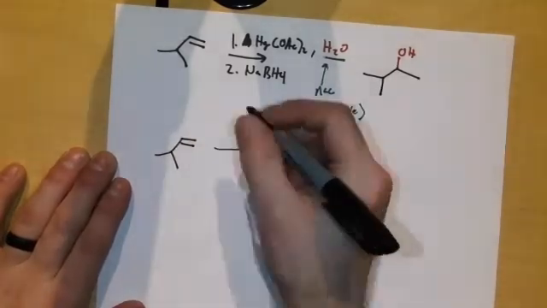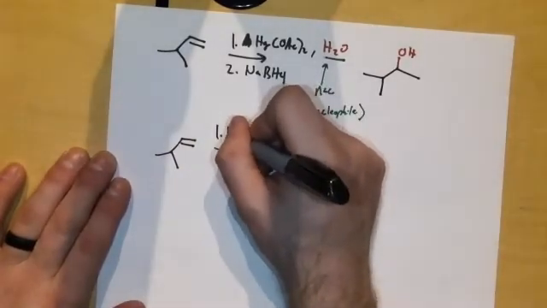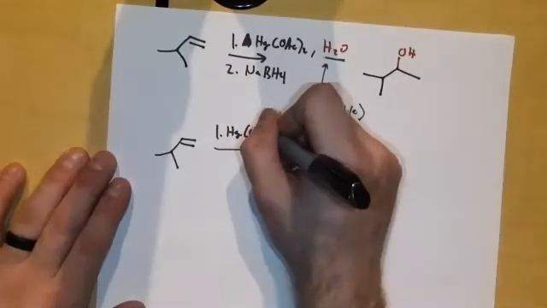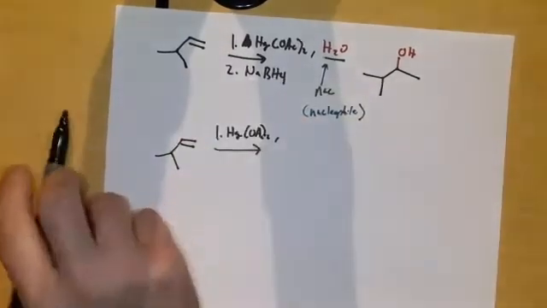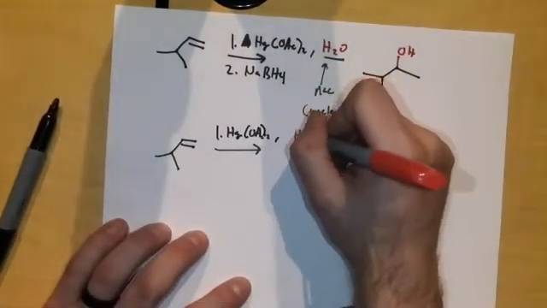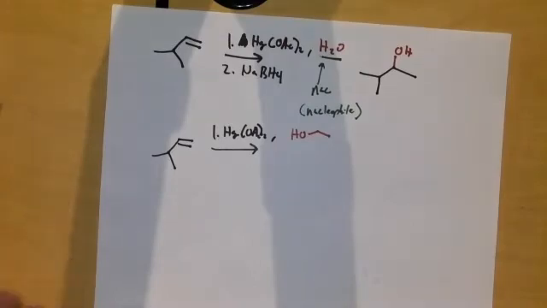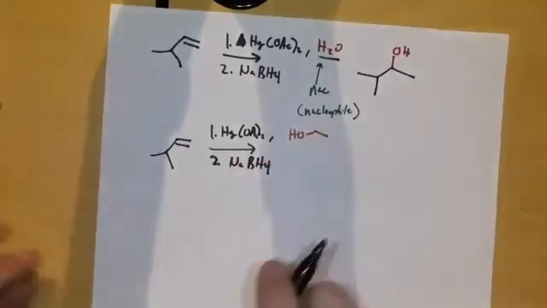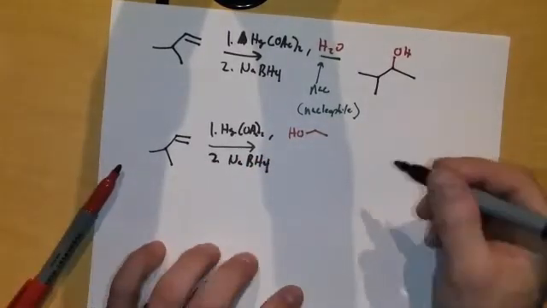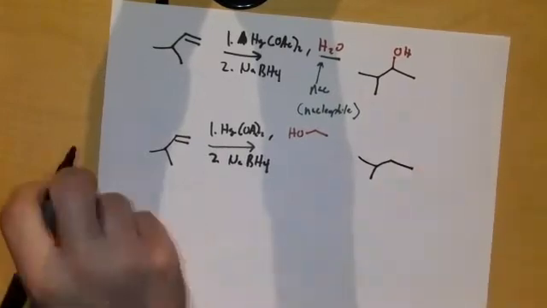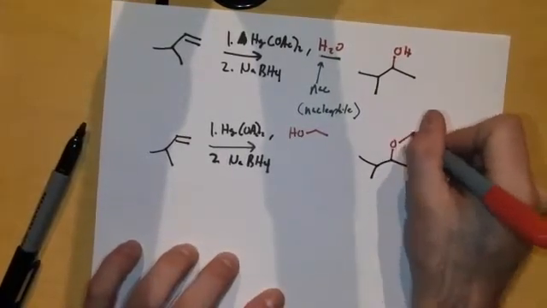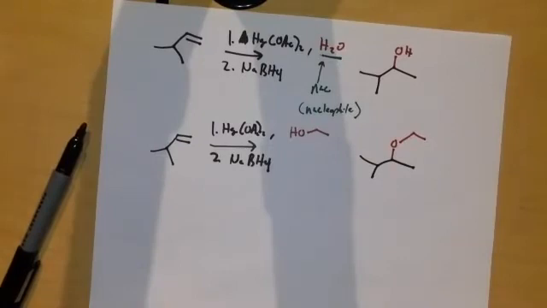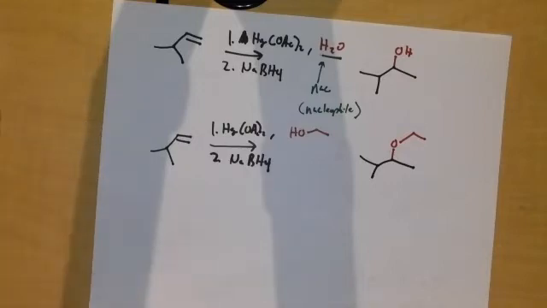But if I take mercury acetate, and instead something like ethanol in sodium borohydride, that gives me the same carbon structure, except now we've added ethanol instead of water here. This goes through the same mechanism. I'll kind of go through it a little bit.